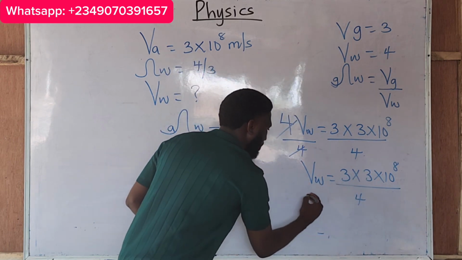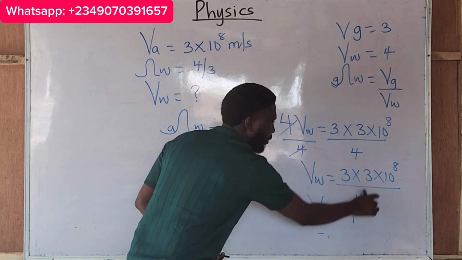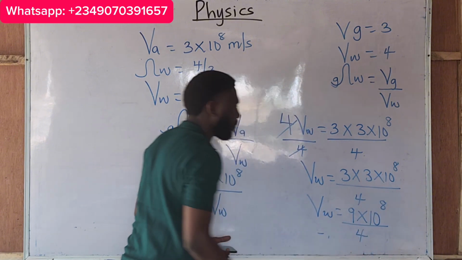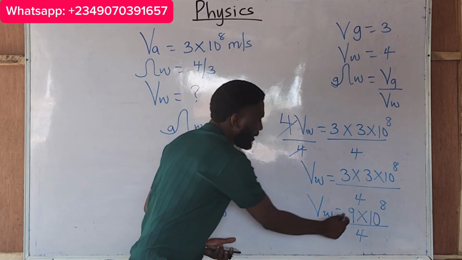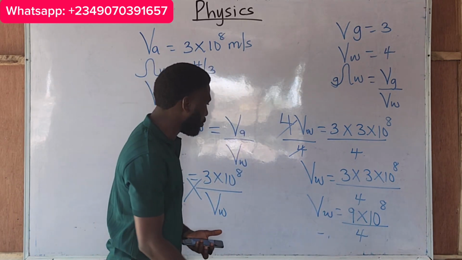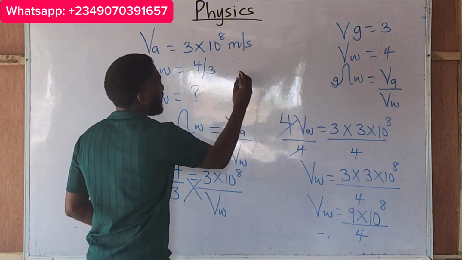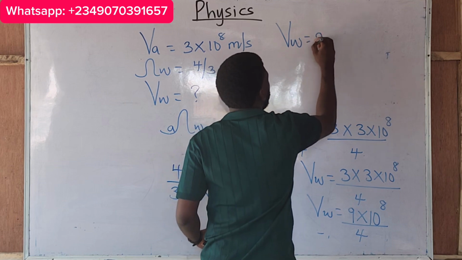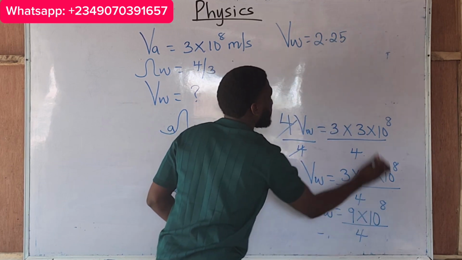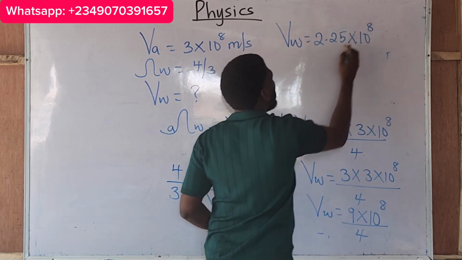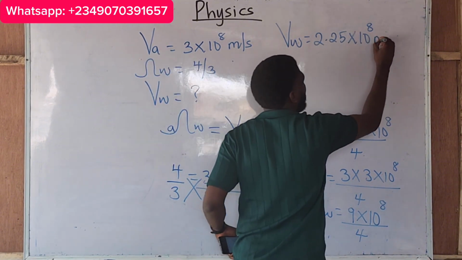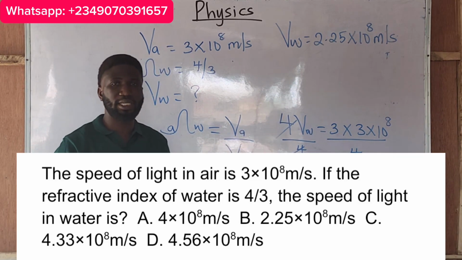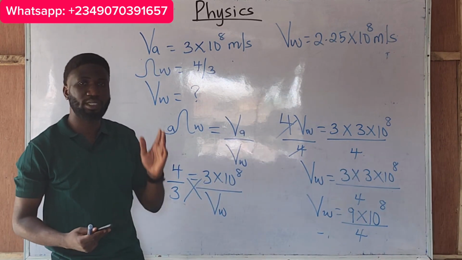And 3 times 3 here will give us 9. Then what do we have left? There's 10 raised to power 8 divided by 4. So if I have 9 divided by 4, the answer there, if you punch your calculator, should be 2.25. Then what do you have left? There's 10 raised to power 8, and the unit of speed is meter per second. So the answer there is 2.25 times 10 raised to power 8 meters per second.